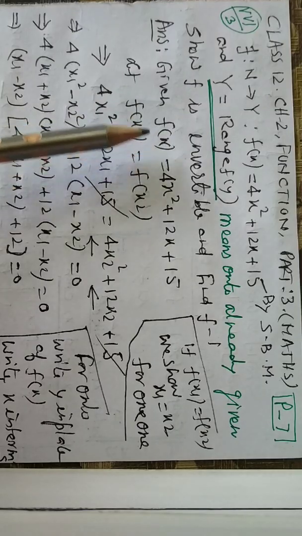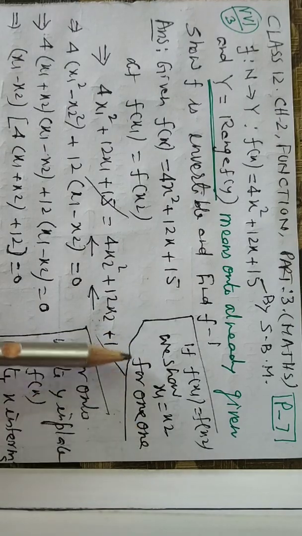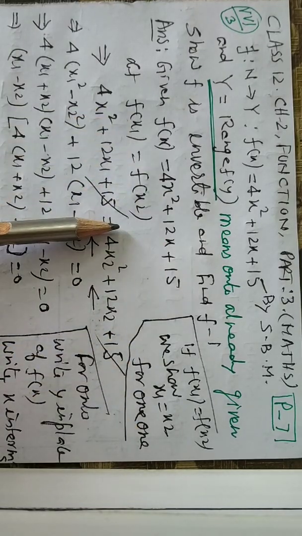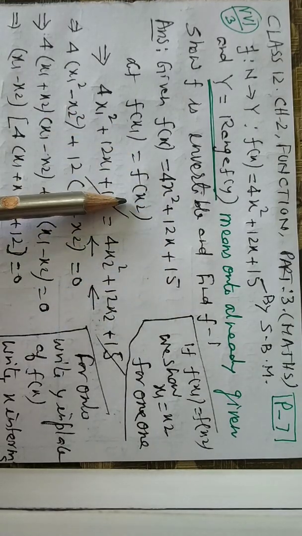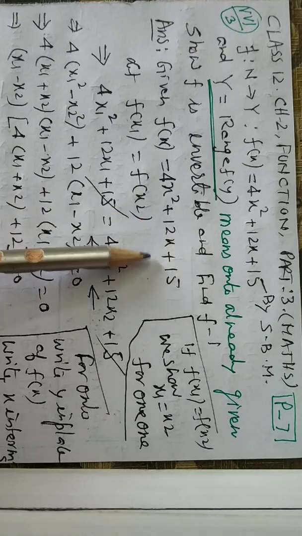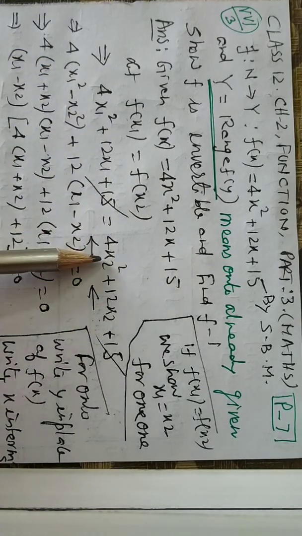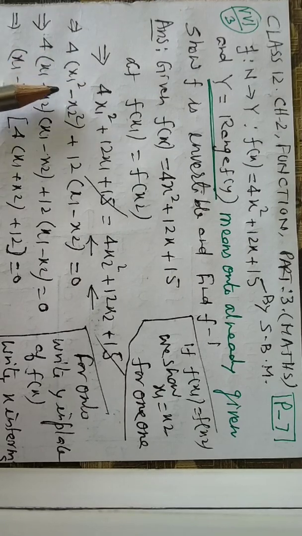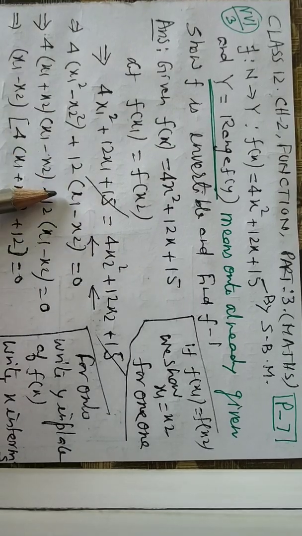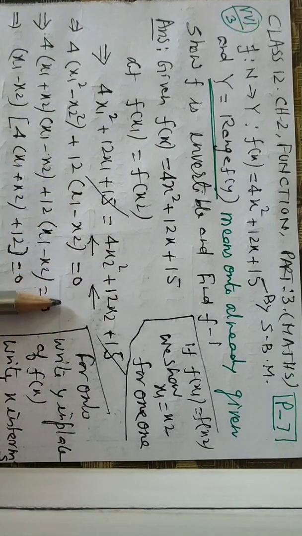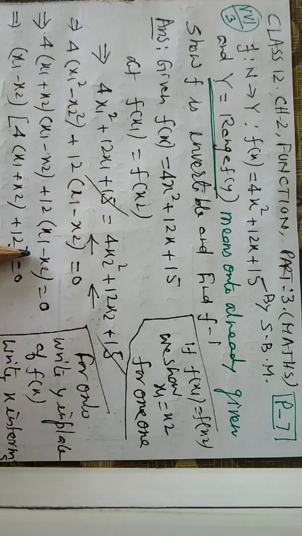The first test is for one-one function. If f(x1) is equal to f(x2), we have to prove that x1 is equal to x2. So let f(x1) be equal to f(x2). So f(x1) is 4x1² + 12x1 + 15, and f(x2) is 4x2² + 12x2 + 15. Now 15 cancels. Carry this to this side, 4 common, x1² - x2² plus 12(x1 - x2) is equal to 0. So again factorization, a² - b² is (a + b)(a - b).